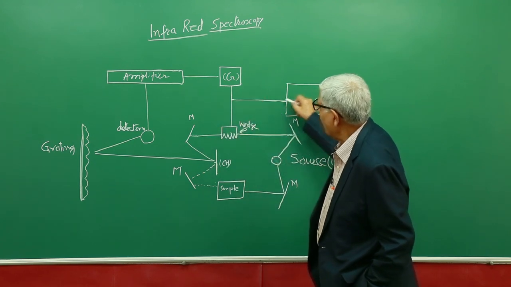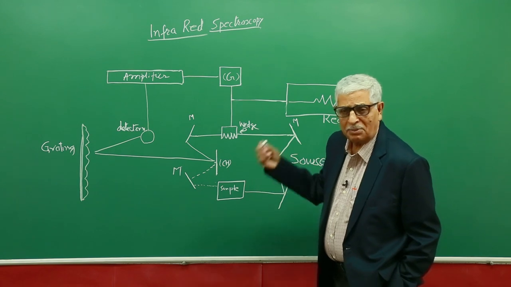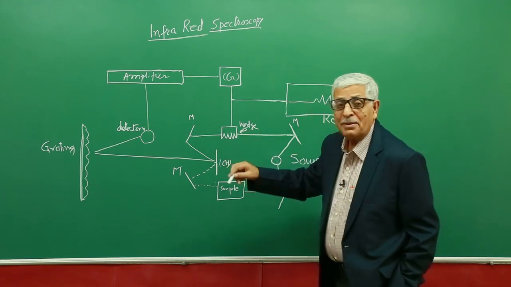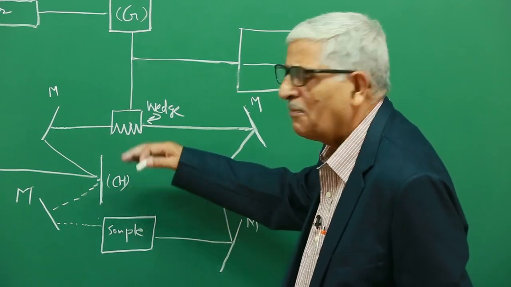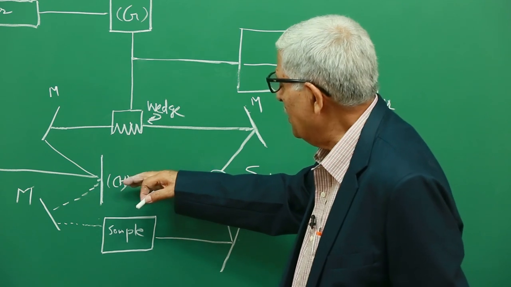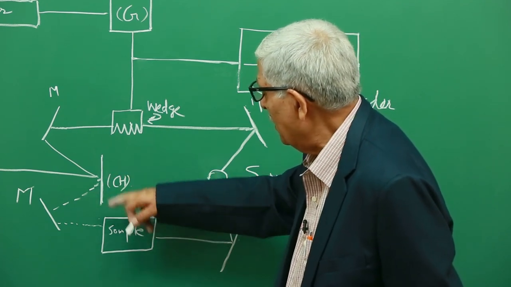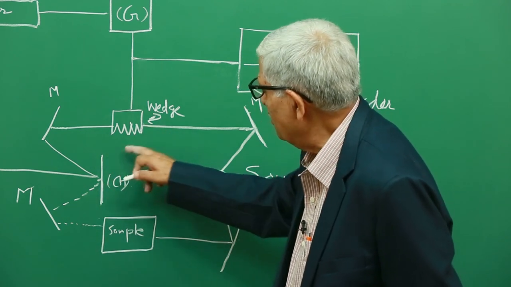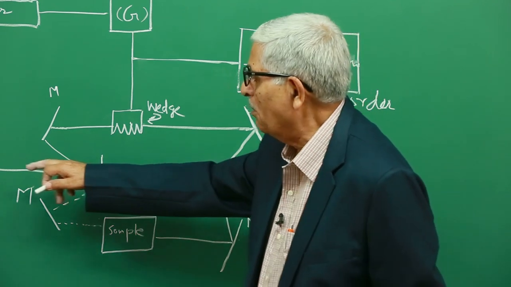Part of it goes directly to the recorder. So the total artifacts are totally eliminated. Here the chopper mixes the two. Mixing doesn't mean blending, it's alternating. It's such a fine system, a very fast chopper, that is alternating: for one fraction of a second, the light from the sample comes, then the light from the blank comes. It is alternating like this and goes to the grating.